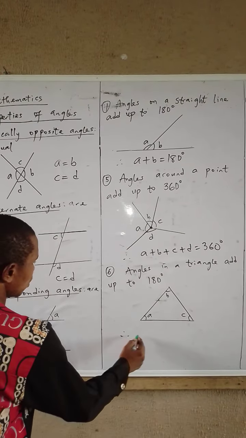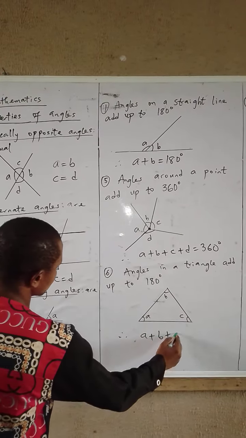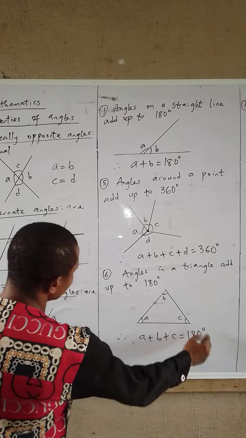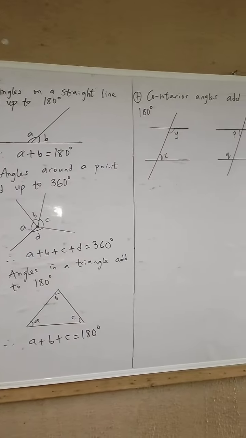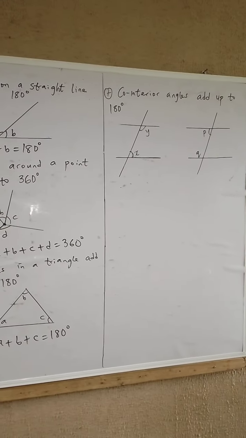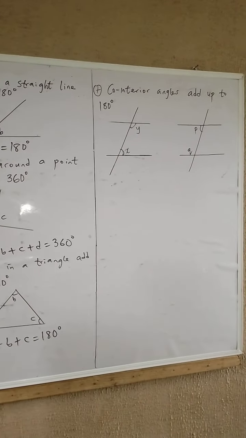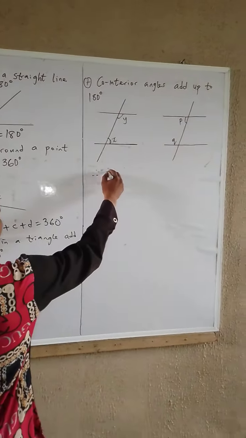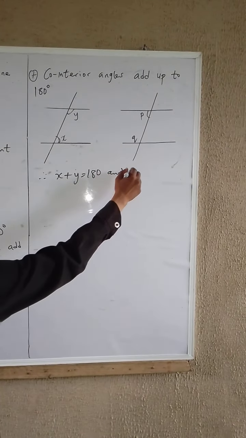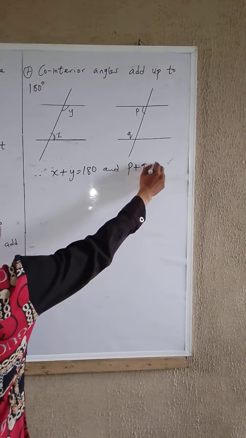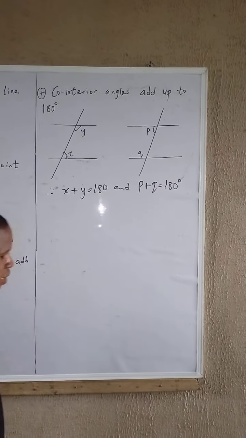So therefore, A plus B plus C is equal to 180 degrees. Then the last but not the least, co-interior angles, they add up to 180 degrees. So therefore, S plus Y is equal to 180 and P plus Q is equal to 180.